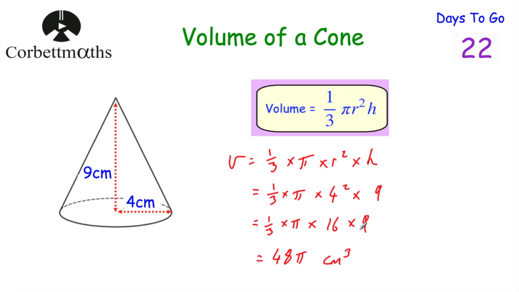So we've done a third of 9, which is 3, and then done the 3 times 16, which is equal to 48. So we've got 48 pi centimeters cubed. Alternatively, you could do 16 multiplied by 9.